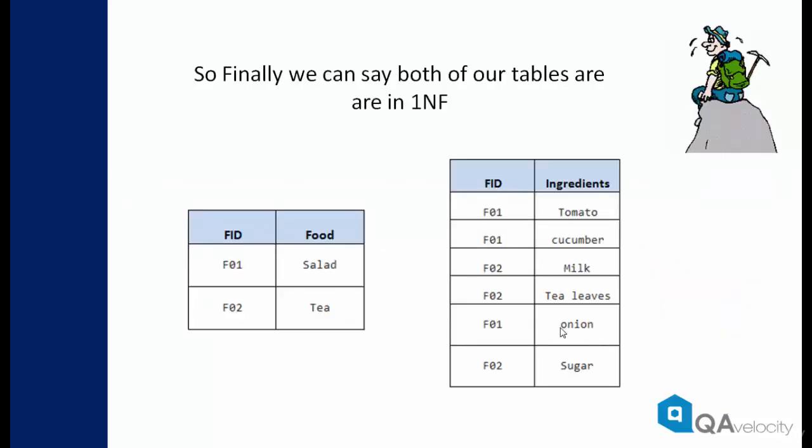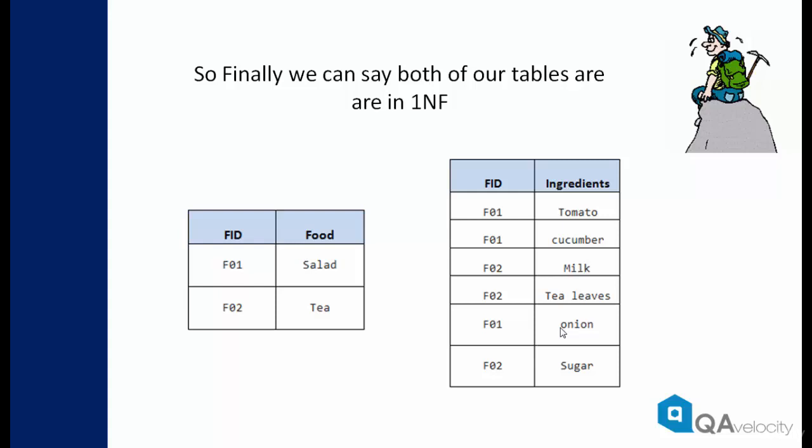If you see both tables we have created, both are following rule number 1 of first normal form, which says the table should be atomic. Now if you remember the second rule of first normal form, it says the table should have a primary key. While making the table atomic, we already assigned a primary key to the food table. We have FID, which is a primary key, and we can search the records uniquely using FID. But on the other hand, the ingredients table still does not have a primary key.